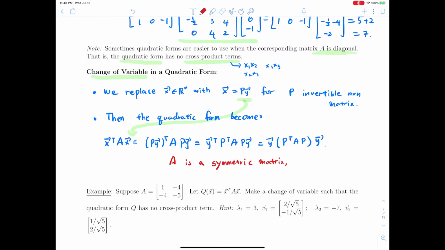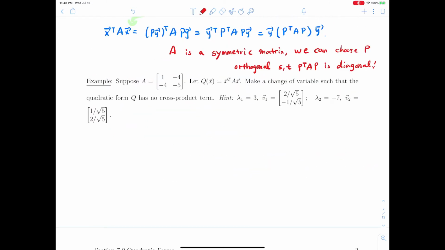Then how do you want to choose P? Well, we can choose P an orthogonal matrix such that P transpose A P is diagonal. Basically, we are taking the orthogonal diagonalization for the given symmetric matrix A. So let's look at the following example.